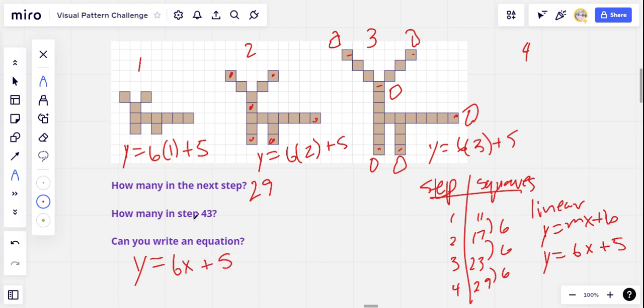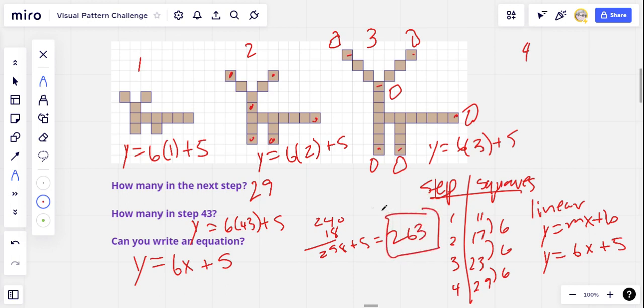And now to calculate the number of squares in step 43, we'll just put in 43 for x. So y equals 6 times 43 plus 5. And let's see, 6 times 40 is 240, and 6 times 3 is 18, so that's 258 plus 5. That would be 263. So that's how many squares I think are in step 43.